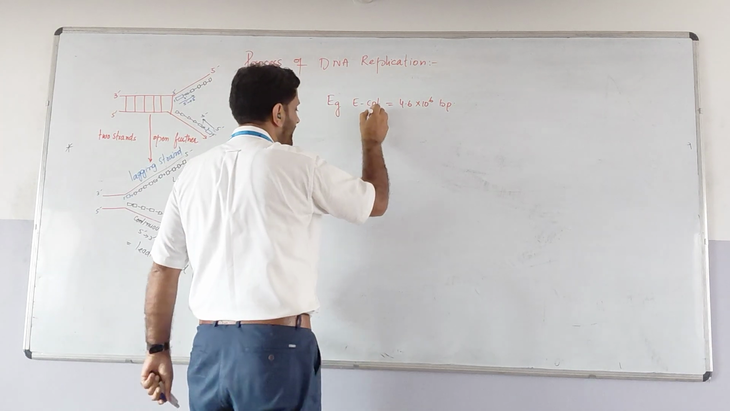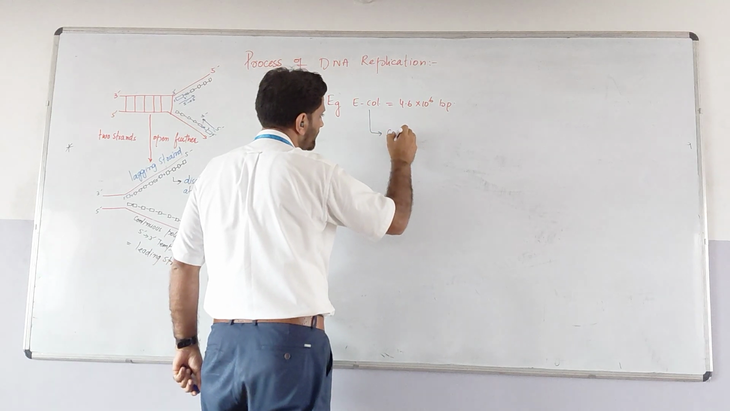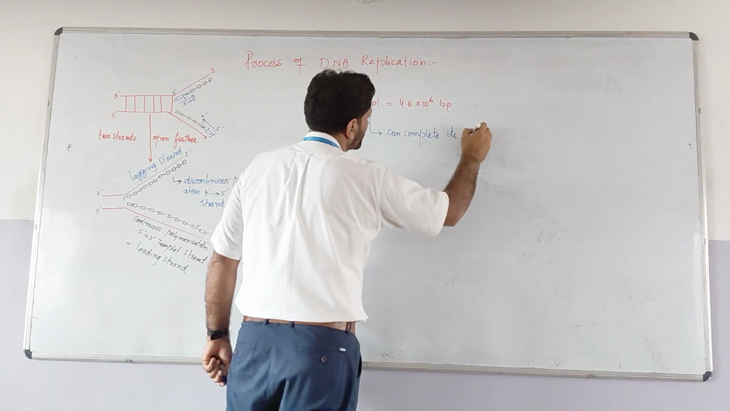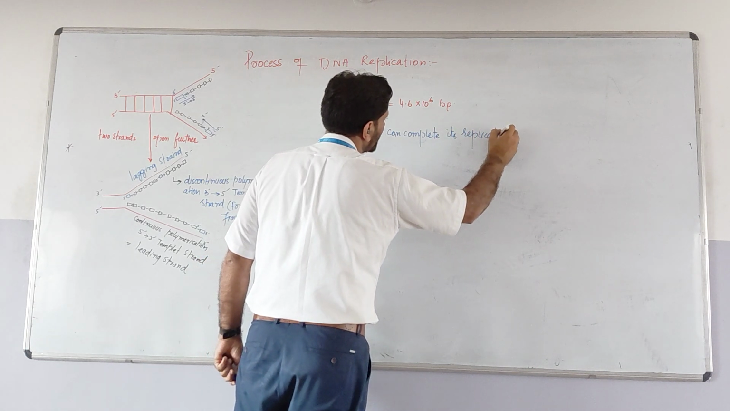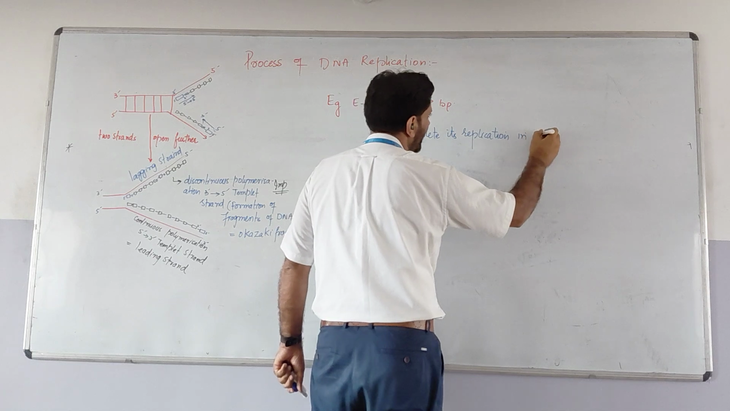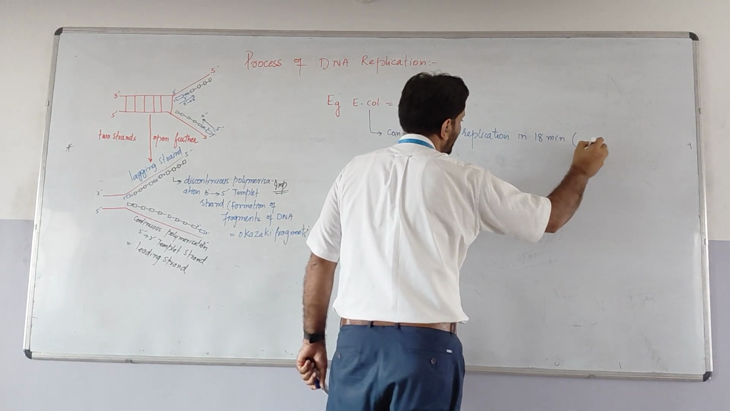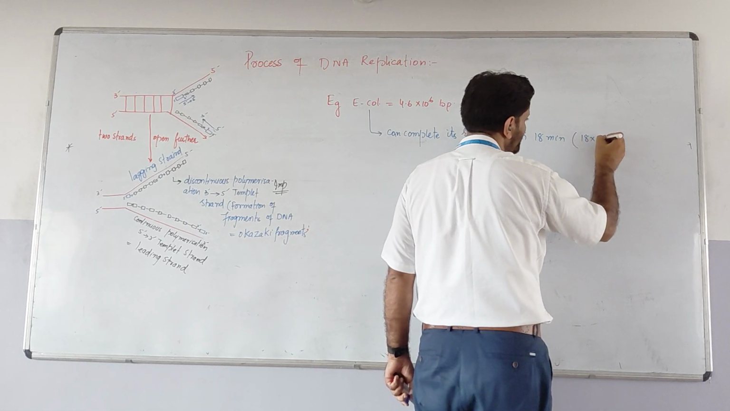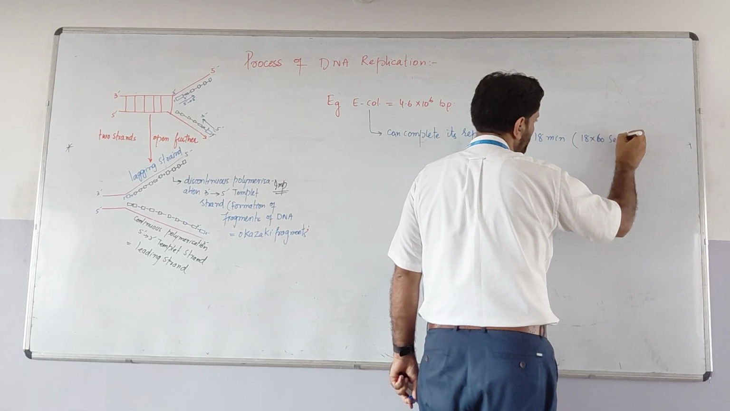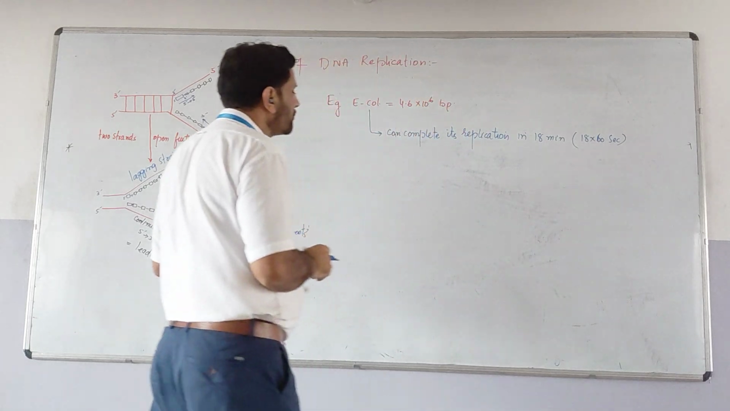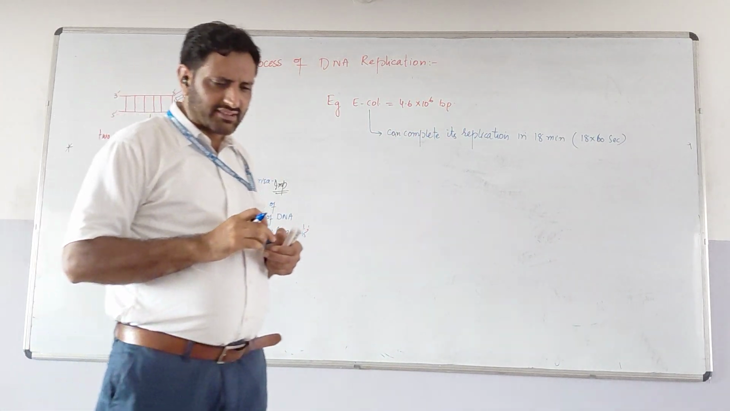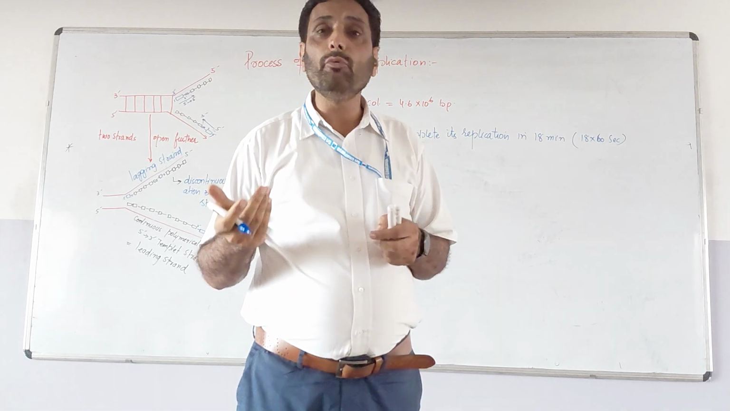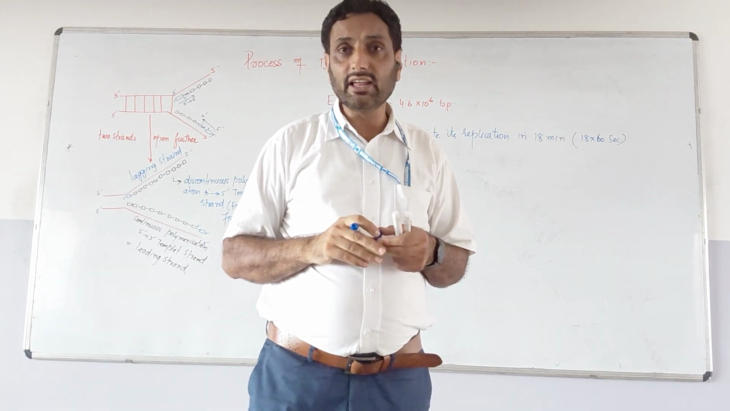So Escherichia coli can complete its replication in 18 minutes. Let us change these 18 minutes into seconds. It will be 18 into 60 seconds. Is this clear? Now we will see the rate of polymerization, or how many base pairs are formed in 1 second. It's called the rate of polymerization.